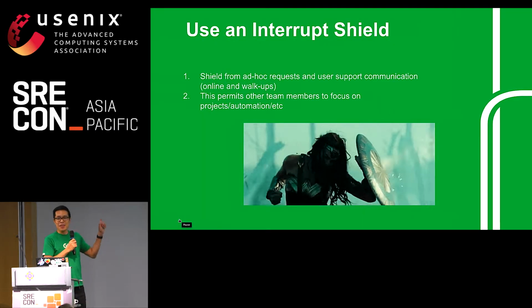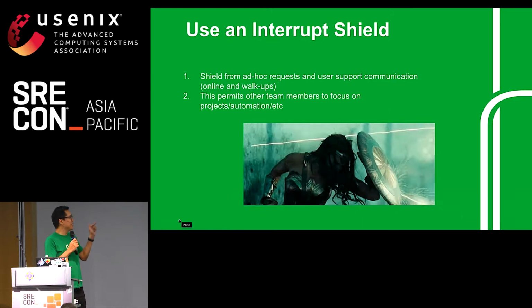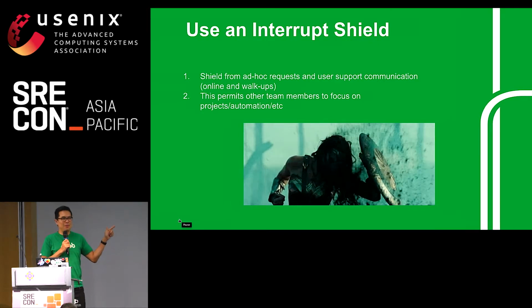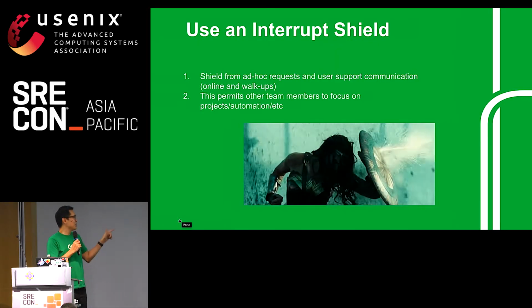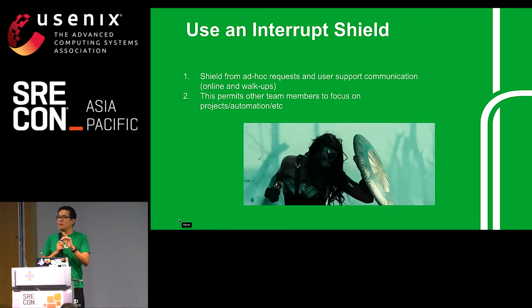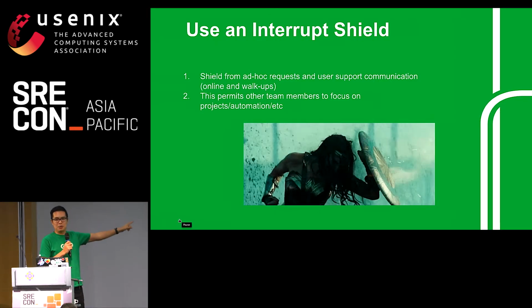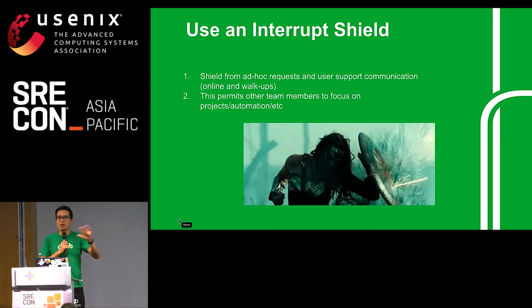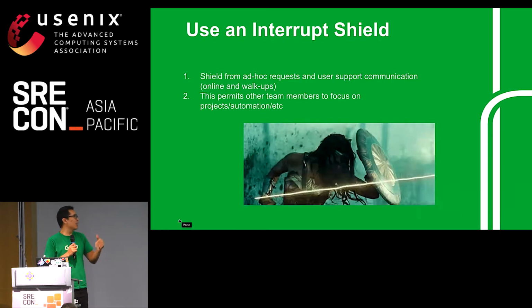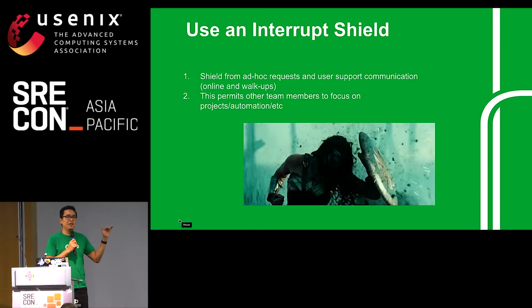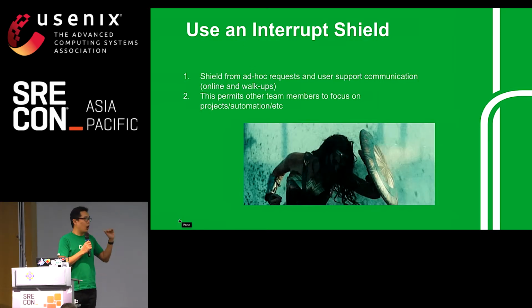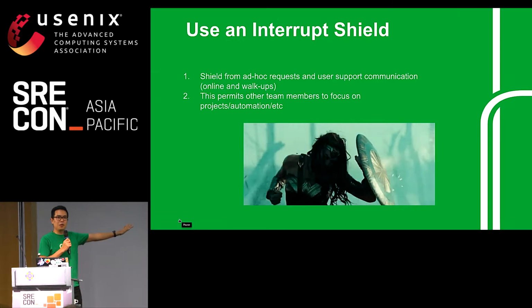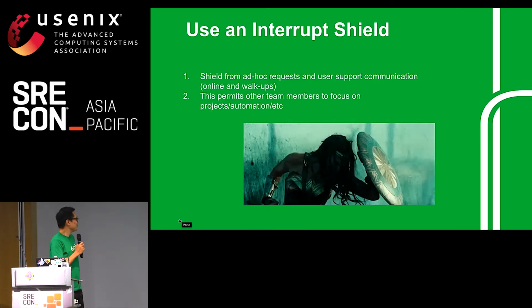Right, and use an interrupt shield. This is the biggest hindrance to an SRE team. Everyone pinging us on Slack because we solve the most problems. People coming to our desk. Designate someone from your team to be an interrupt shield, right? You can rotate that person. Usually it's once a week, but they take all the interrupts. This frees up all the other SREs to do useful stuff on the project board, automate stuff on the toil board. That's what you want to do, an interrupt shield, right?